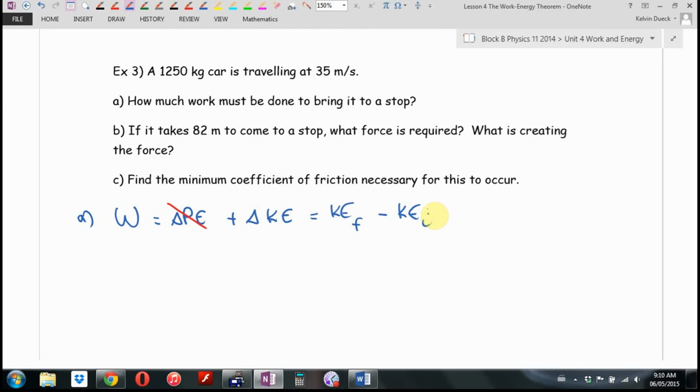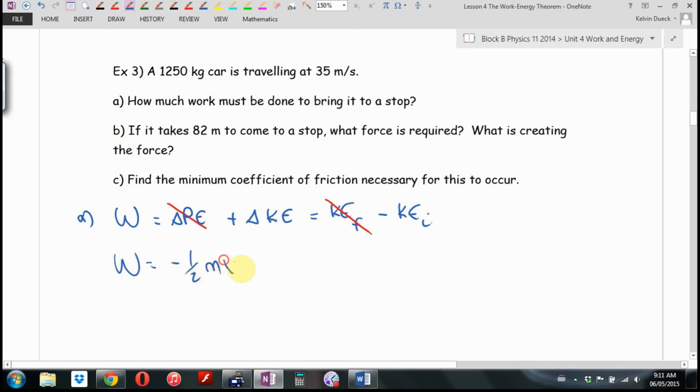Final or initial? What's that negative? We're going to get a negative answer because we're losing energy. The car has to lose energy to come to a stop. Work is going to be negative a half mv initial squared. Negative 0.5, 1250, 35 squared. How much energy must this car lose?